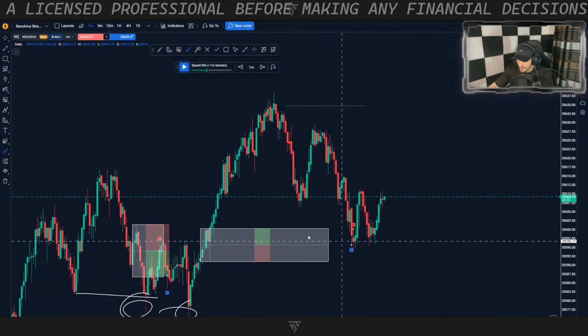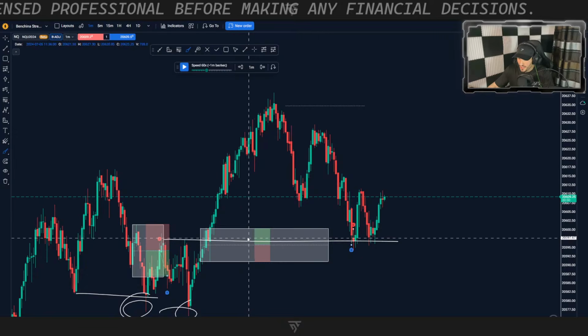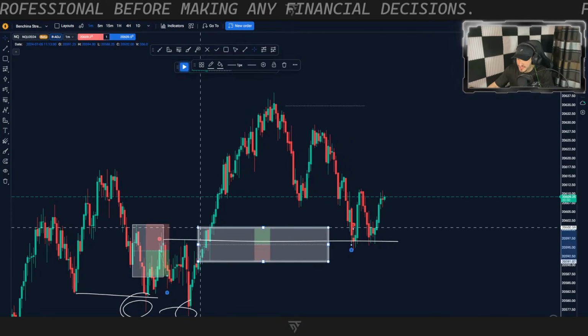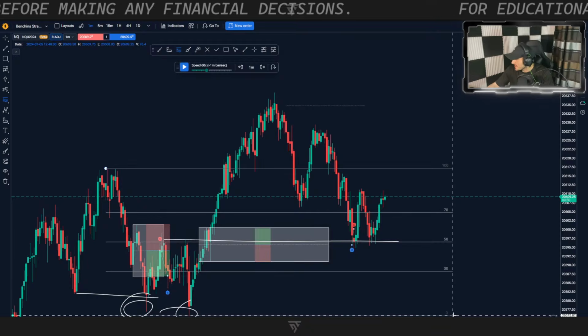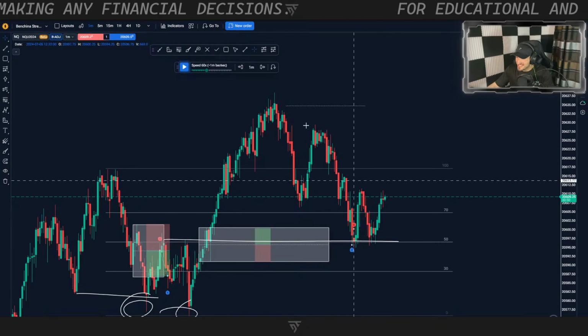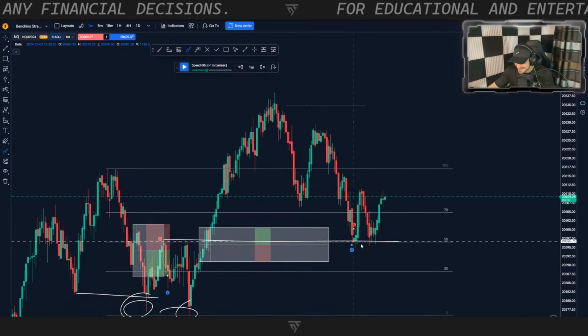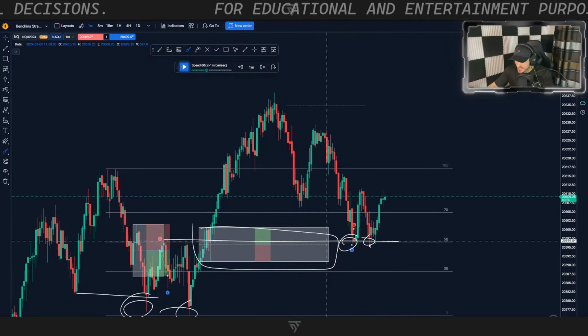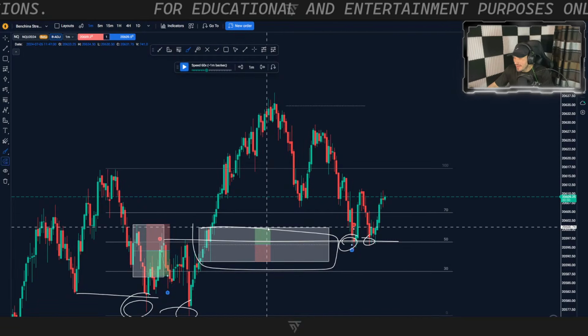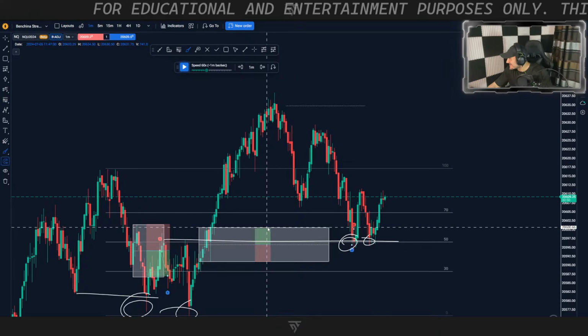A double bottom on that 50% of the zone. Why did I pick this zone? Because it's aligning with the overall 50% of the higher time frame swing. As you can see, we have a double bottom on that 50%, and a zone at the 50%. What more can you ask for?